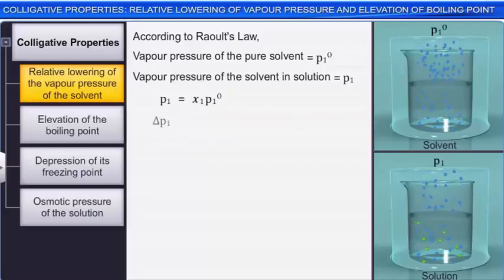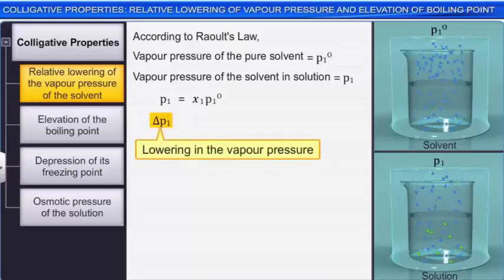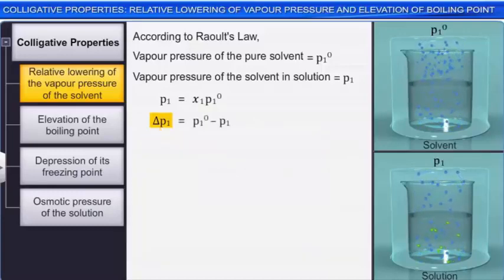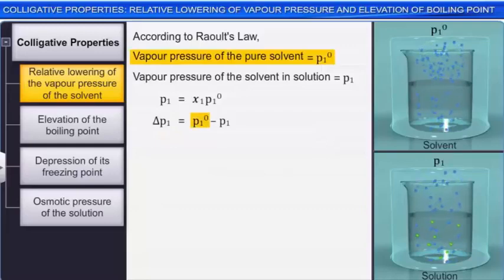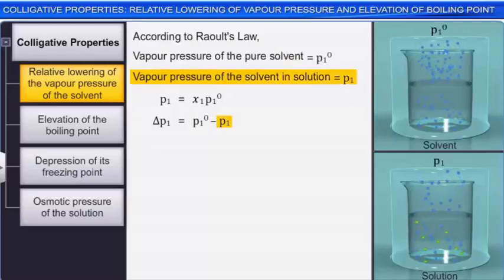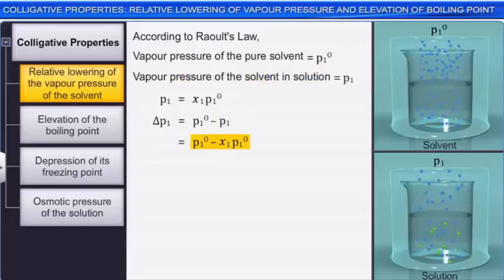The lowering in the vapor pressure of the solvent, delta P1, is equal to the vapor pressure of the pure solvent, P1°, minus the vapor pressure of the solution, P1, or P1° minus X1 × P1°.